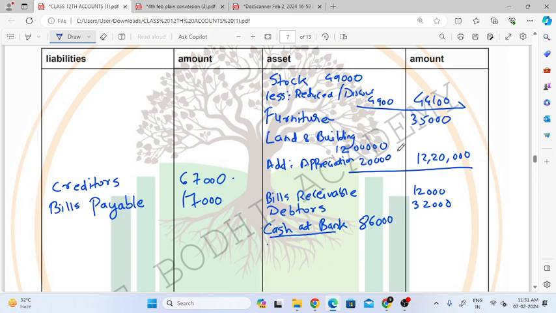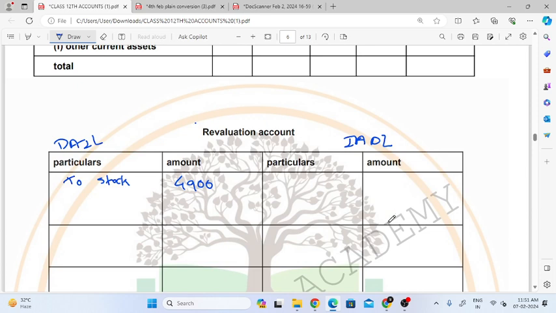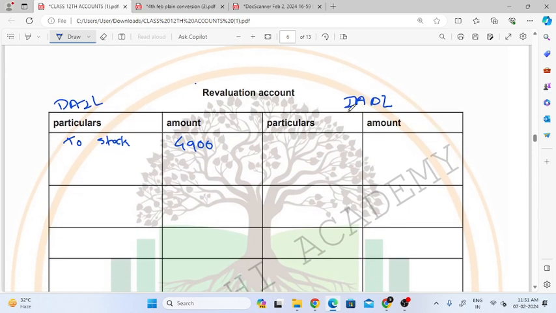Okay, so the total is 12 lakhs 20,000. Now the appreciation value, where is it going to go? It will go on the credit side, because there is an increase in asset, so it will go on the credit side as by land and building. Only that amount which has increased you have to take. Increased by how much? Like this you have to say, by land and building, so it is 20,000. Okay.